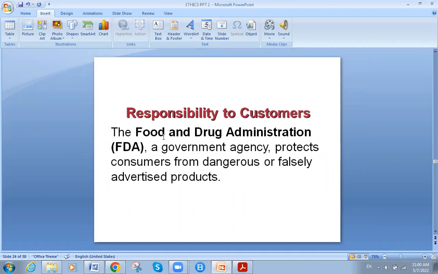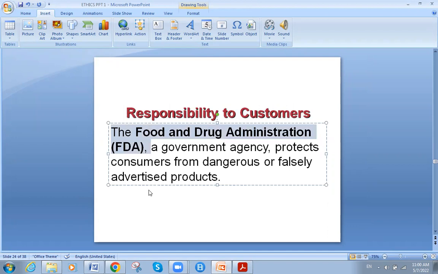Both of them are contradicted with each other. Responsibility to customers, and we took an example here about the Food and Drugs Administration. It's a government agency that protects consumers from dangerous or falsely advertised products. This is about the FDA, and it has to admit the medicines first.